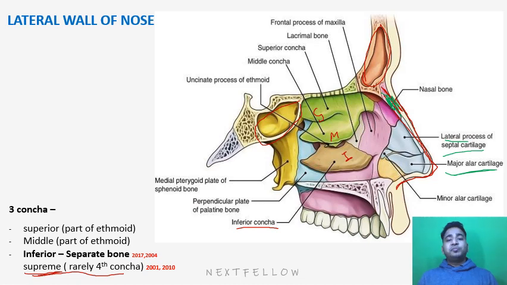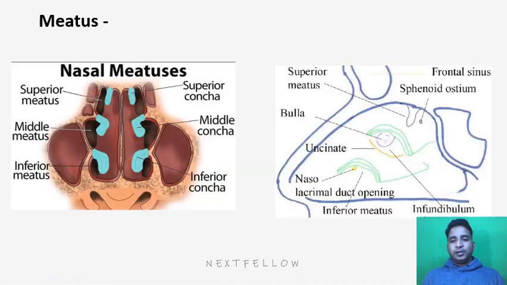Now what are the concha or the meatus present in the lateral wall? So now try to understand this. This is my inferior concha. As you can see here, this bluish lower structure is my inferior concha. So the area lateral to this, or we can say the meatal part, is known as the inferior meatus. And in the inferior meatus, the nasolacrimal duct opens up. So the meatal part lateral to the inferior turbinate is known as the inferior meatus, where the opening of the nasolacrimal duct is present.